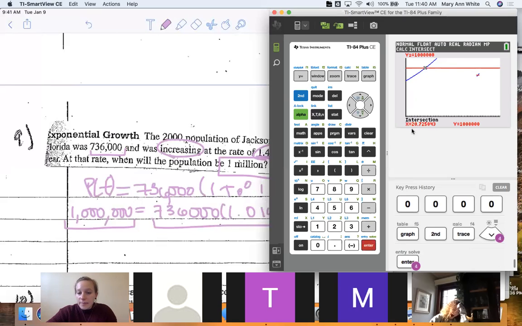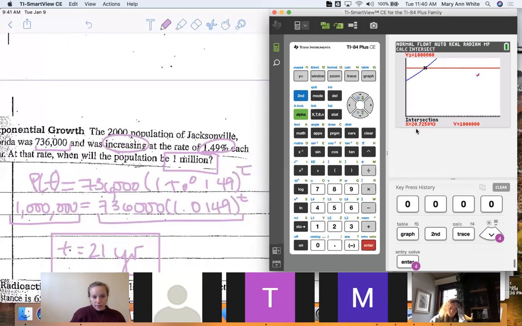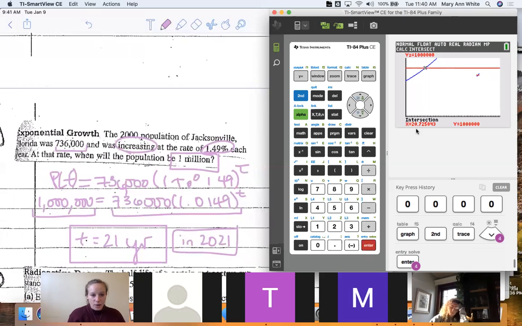And so that gives it to me at 20.7, which is 21. So we'll say t equals 21 years. So based on this model, in the year 2021, which would be this upcoming year, the population of Jacksonville, Florida should be 1 million. I bet this problem is from like an old book, so 2021 probably felt so far away when this problem was written.